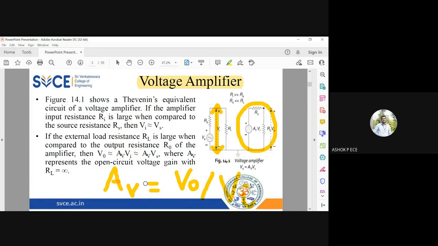And what is the output voltage? V0 equal to AV into Vi. That will be the voltage source here. Across R0 and RL, I am going to measure V0.